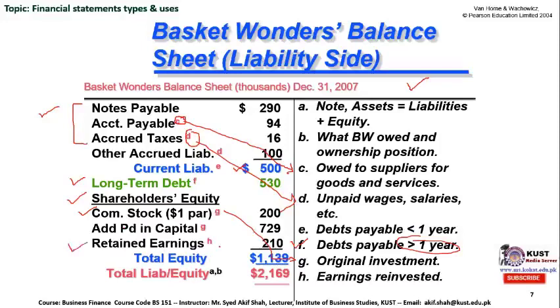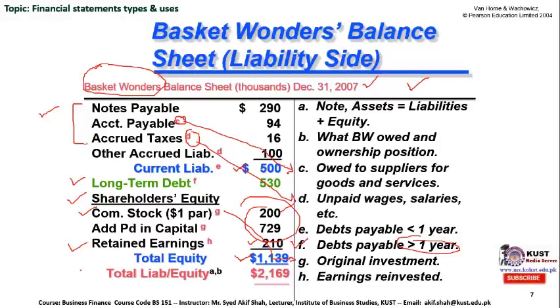This retained earning belongs to Basket Wanderers' previous years of net income, which was retained by the company and not paid out in the form of dividends to the investors. This is also part of owner equity. You are required to add up all these three and you will get the total equity portion of this Basket Wanderers 2007 balance sheet.